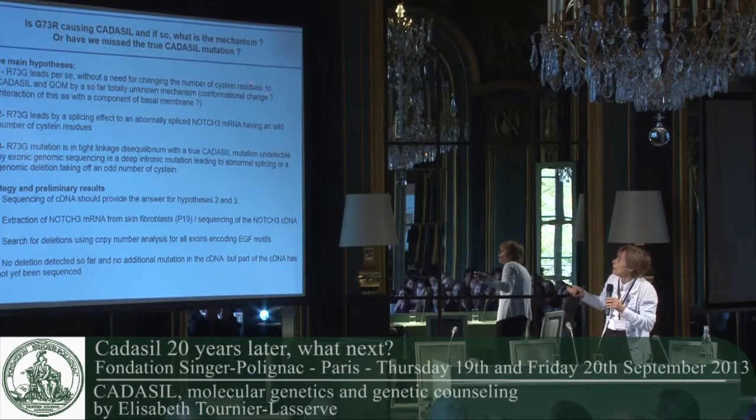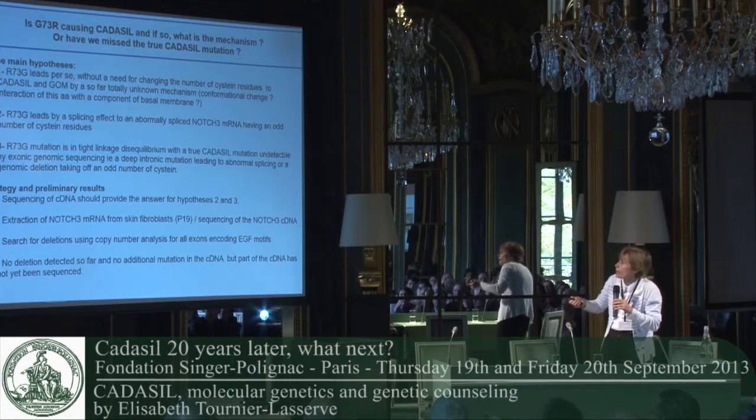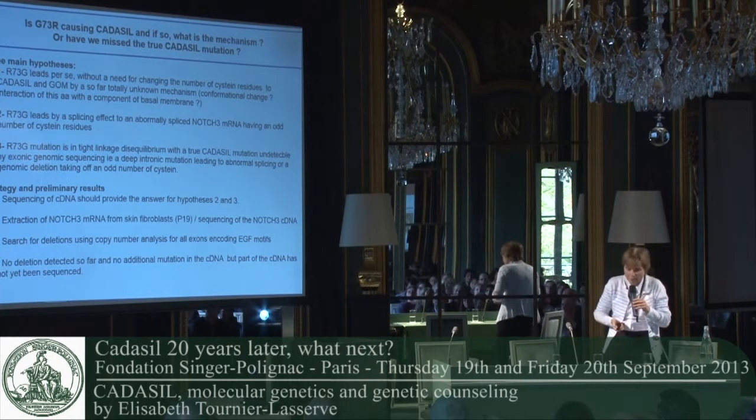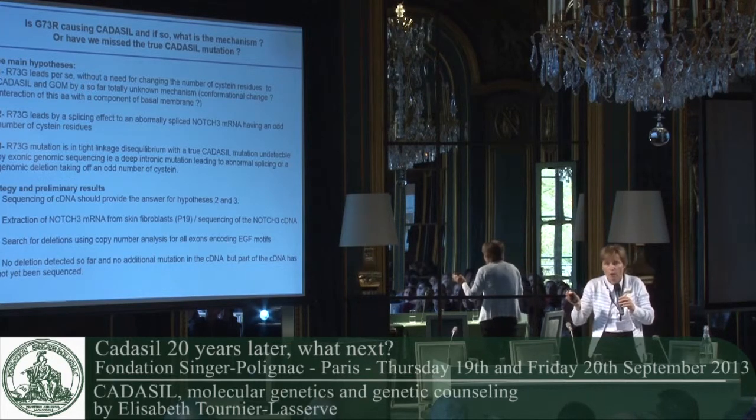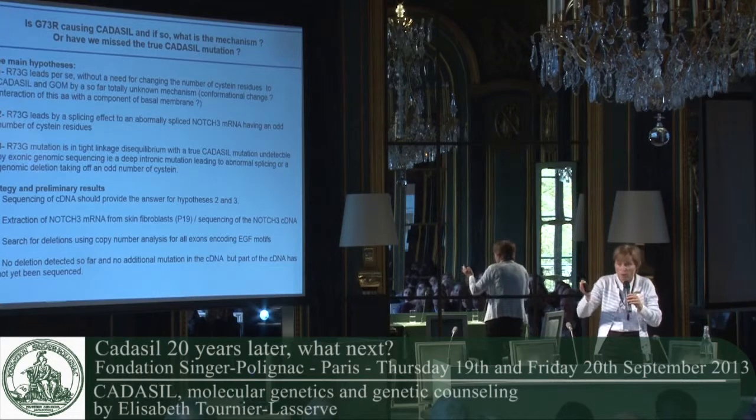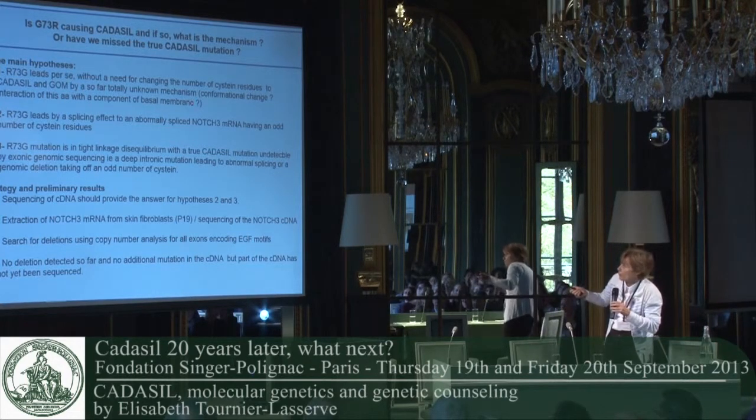No GOM, is it a conformational change? Is there an interaction of this amino acid with a component of the basal membrane? I'm very cautious. It may well be possible. Science is always surprising, so that's possible, but we have no proof for it for the moment.